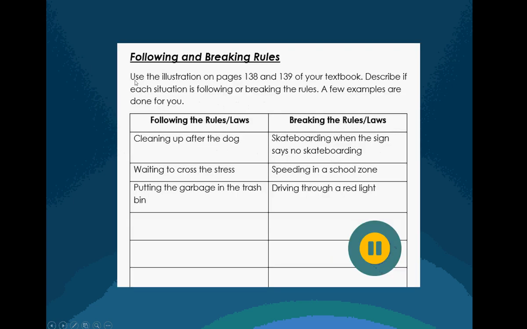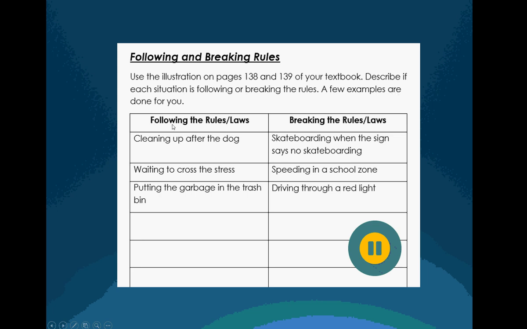On this one, you're going to go to your textbook and find pages 138 and 139 and have a look at some of the pictures. Here are the instructions. Use the illustration on pages 138 and 139 of your textbook. Describe if each situation is following or breaking the rules. I've done a couple of examples for you.